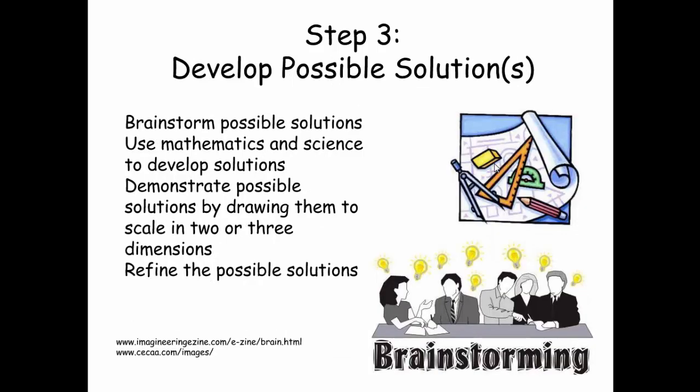Step 3 is developing possible solutions. So this is where you're going to do your brainstorm. You're going to use math and science to develop possible solutions. Demonstrate the solutions by drawing them to scale. So a 3-dimensional view of it, 2 dimensions, right? How's it going to look from different angles? How wide is it going to be? How thick is it going to be? Is it going to be able to fit in your pocket? How are they going to hook it onto themselves? Right? And then refining the possible solutions.